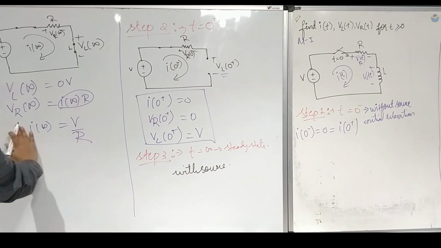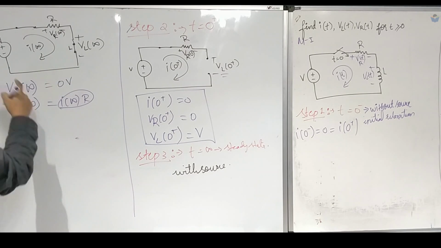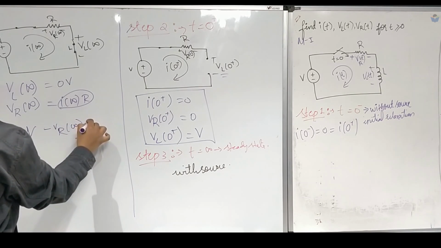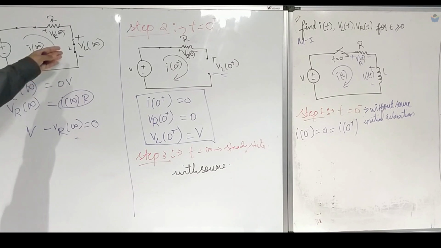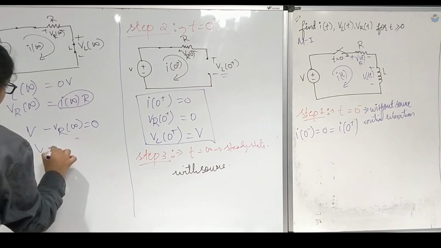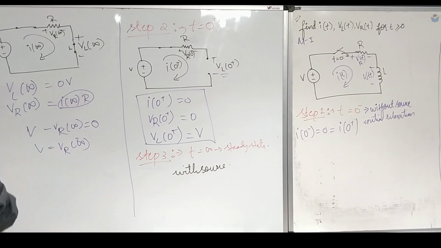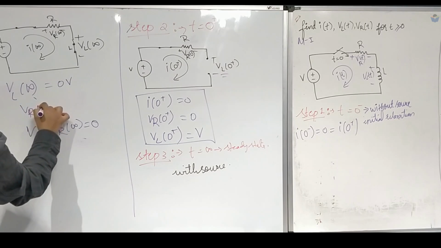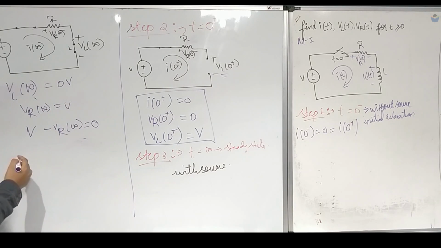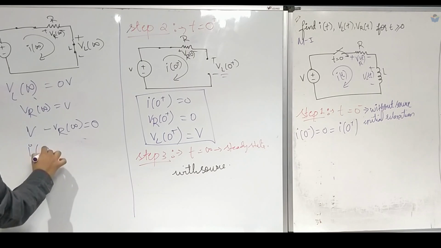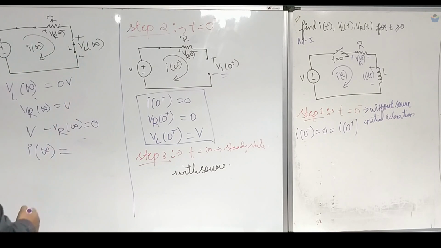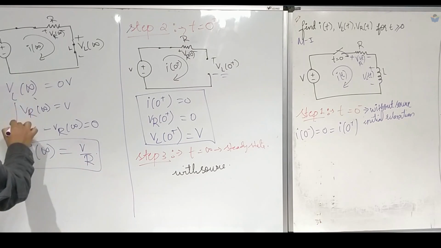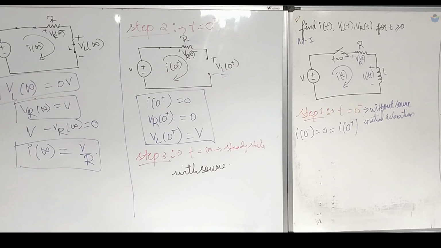When you apply KVL over here, plus V, then you have minus VR of infinite equal to 0, because across this there is no voltage drop. So V is equal to VR of infinite. We will write it the other way around, VR of infinite will be equal to V. Next, what will be I infinite? Total current in the circuit, series network, so it will be V by R. So this is one equation, this is another equation, and this is one more equation.